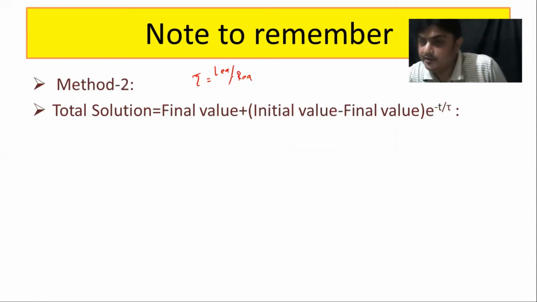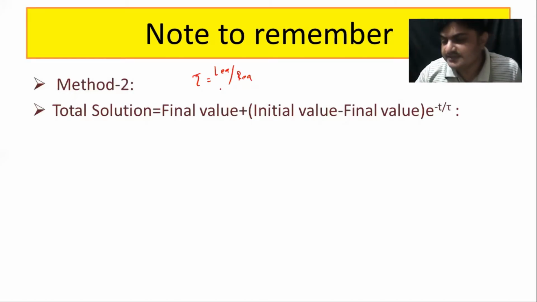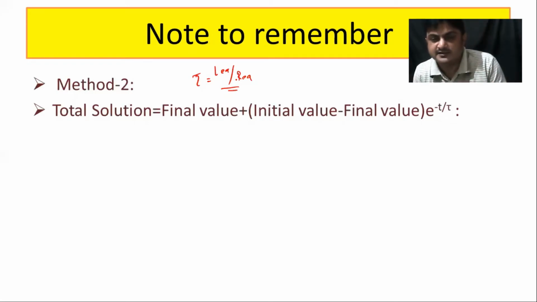Why am I writing equivalent? Because whenever you have a single resistance or single inductance, you can say that tau is equal to L by R. But whenever you have a more complex network with many resistances and inductances, this method is very helpful, and it can reduce your time drastically whenever you are solving this.